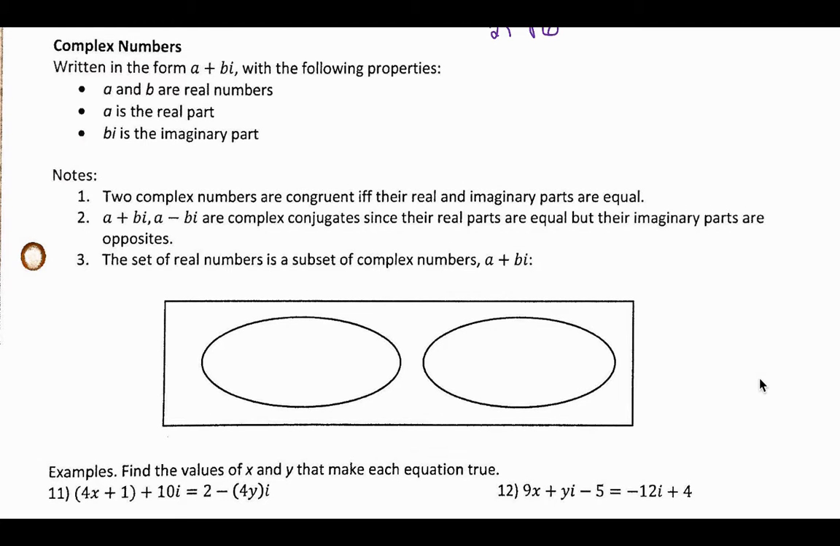So complex numbers are numbers in the form a plus bi. A and b are going to be real numbers. A is the real part, and bi is the imaginary part. So pretty much your whole lives, we've been working with the a part. And on this past note sheet, we learned about the bi part. And if we stick them together, we have the whole thing. Let me give you a quick showdown of what that means.